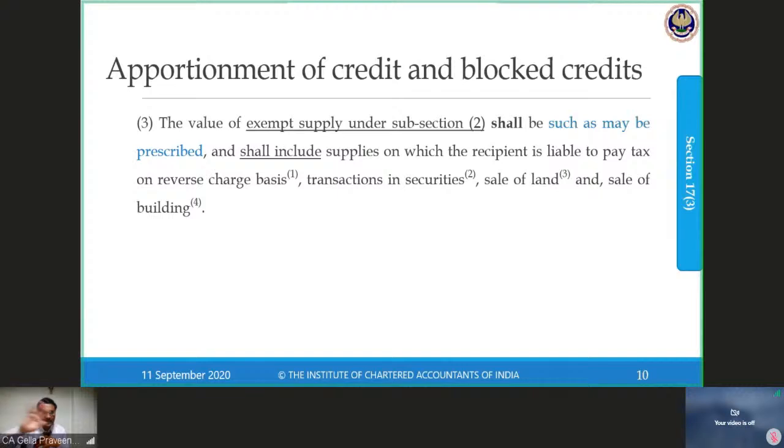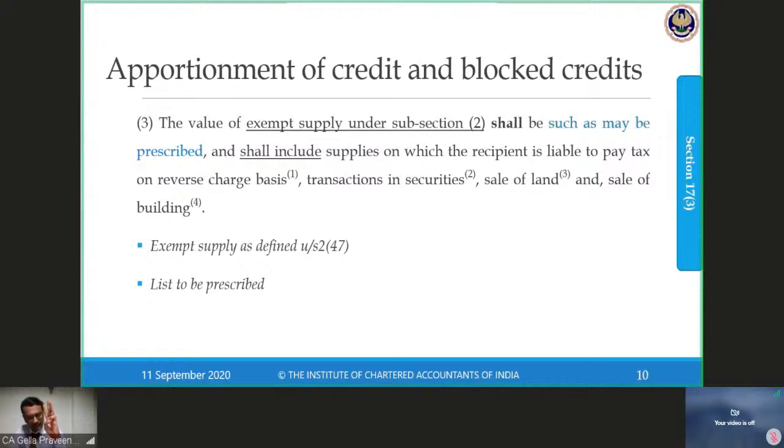Sale of building is there, no GST is paid. Blindly, if there is a sale of building, I have to add back for the purpose of my exempt supply. That is what subsection 3 talks about. So starting point 247, what we have understood, list to be prescribed as per your rules.